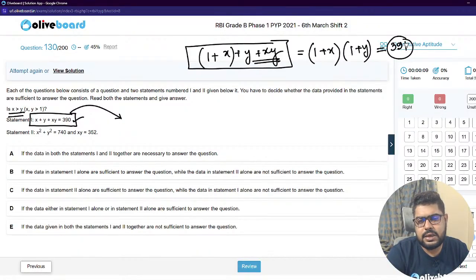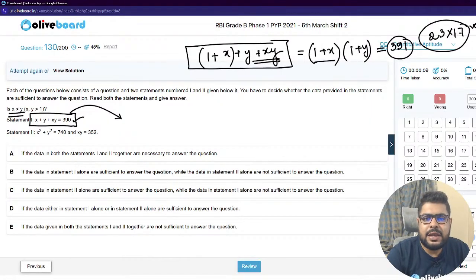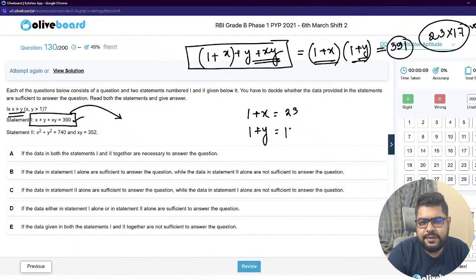13 से नहीं जाएगा, 17, या 17 से जाएगा सर. 17 2s are 34 and 51, 17 3s are 51, so this is 17 into 23. But the problem sir, you see I am getting a couple of values for x, meaning if I take 1 plus x as 23 and 1 plus y as 17, in that case I am getting a pair of values.